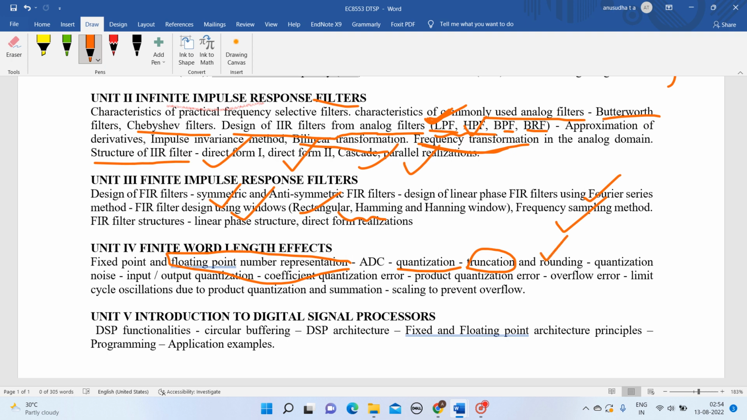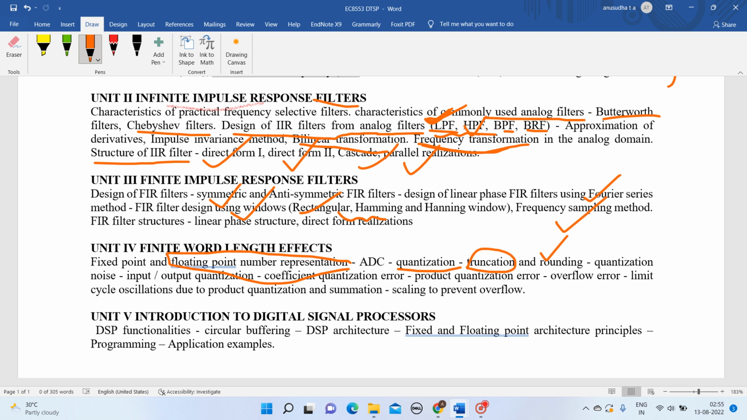Next one is quantization noise. We will get noise during quantization. From the original signal, we are quantizing the signal, then we will get a noise. We will discuss input and output quantization, coefficient quantization error, product quantization error, and overflow error. We will discuss limit cycle oscillation due to product quantization and summation.